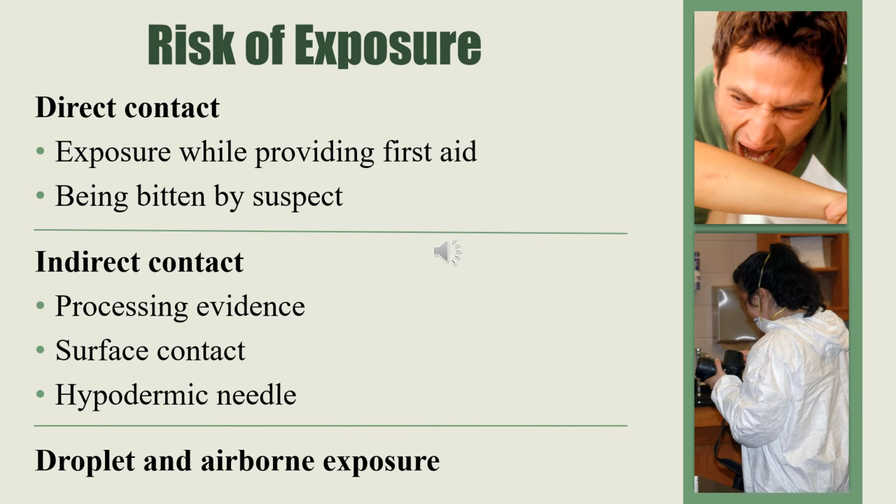Risk of exposure. Law enforcement officers are always at great risk of exposure through many of the tasks that we perform on a daily basis. Direct contact with those infected or hosting bloodborne pathogens while we provide medical or first aid care, being bitten by a suspect. Indirect, while we are processing a crime scene, touching contaminated surfaces, being stuck by a suspect's hypodermic needle. Droplet or airborne exposure may occur anytime when the officer is close to someone who's hosting a bloodborne pathogen. Activities from taking a report, talking to a victim, all that puts us at risk.